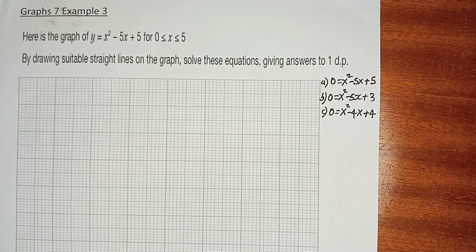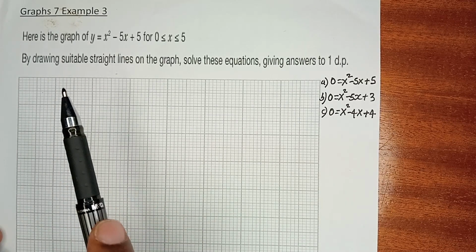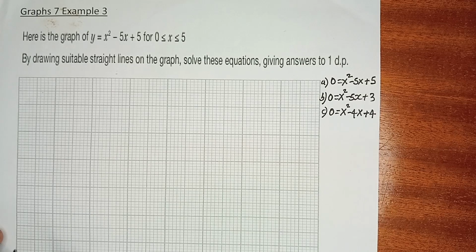And in this video, I want us to explain example 3 of graph 7. We are still continuing to solve nonlinear simultaneous equations graphically. We are told that here is the graph of y equals x squared minus 5x plus 5. It's not there. We need to construct it.